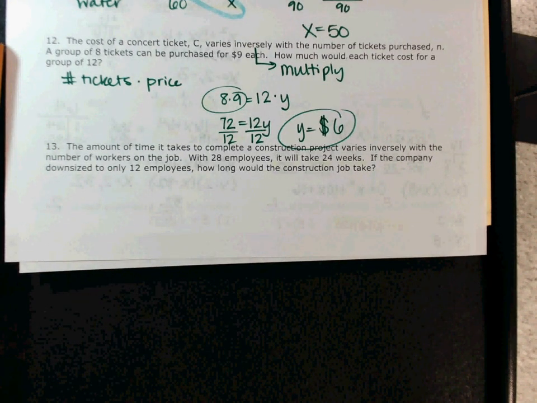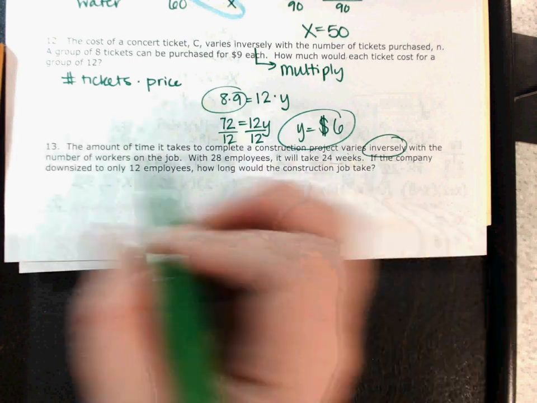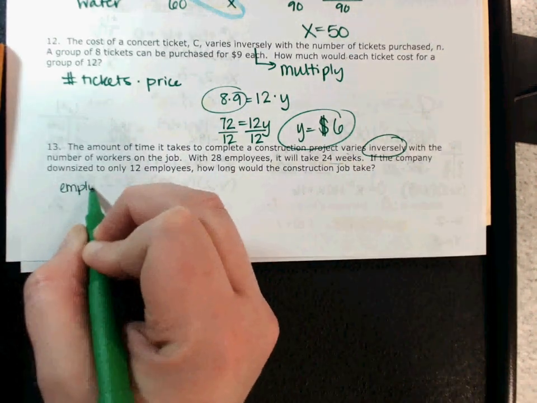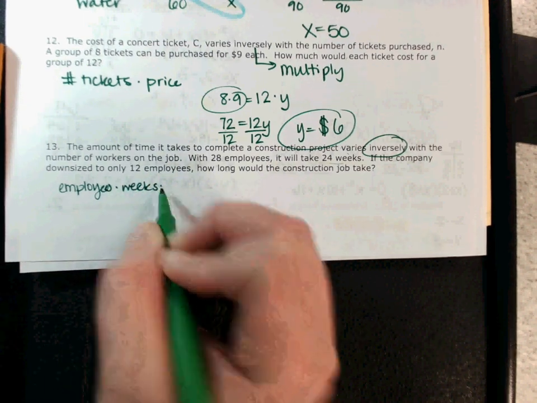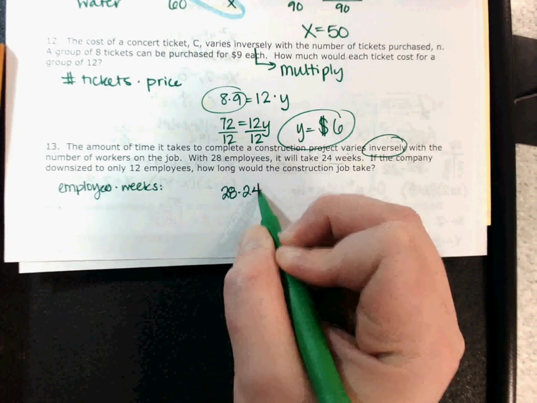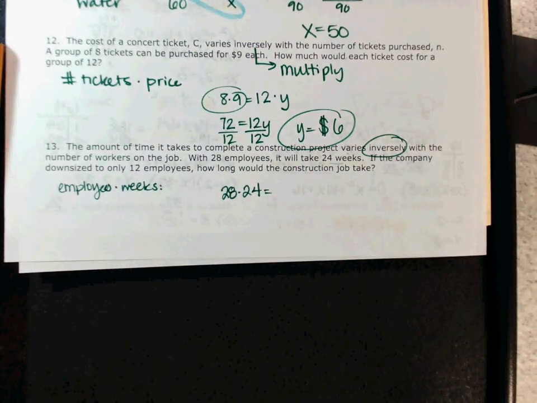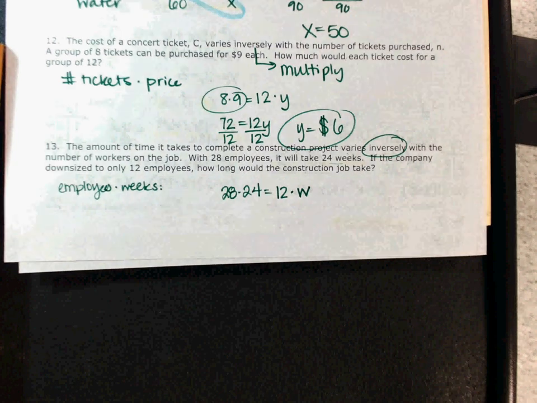Okay, next one, we have a construction company. It's inverse. Are you going to multiply or divide on each side? Multiply. Says 28 employees. It's going to take 24 weeks. So I'm going to do employees times weeks. That's my setup. So 28 times 24 equals. Okay, what happened to my team? It went down to only 12. Okay, I'll put W for weeks this time.